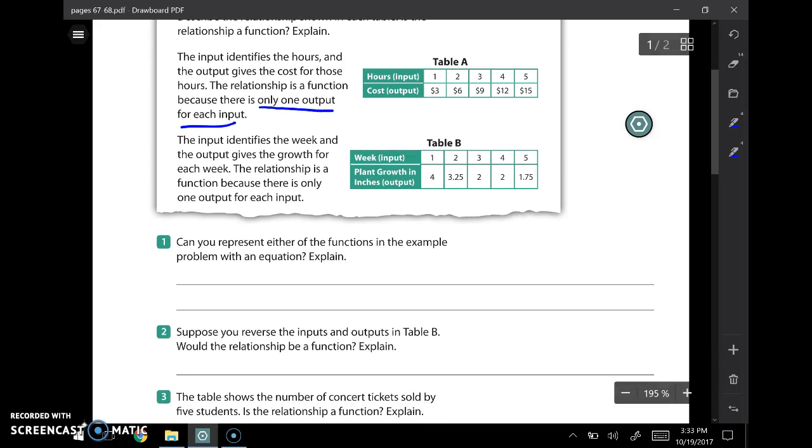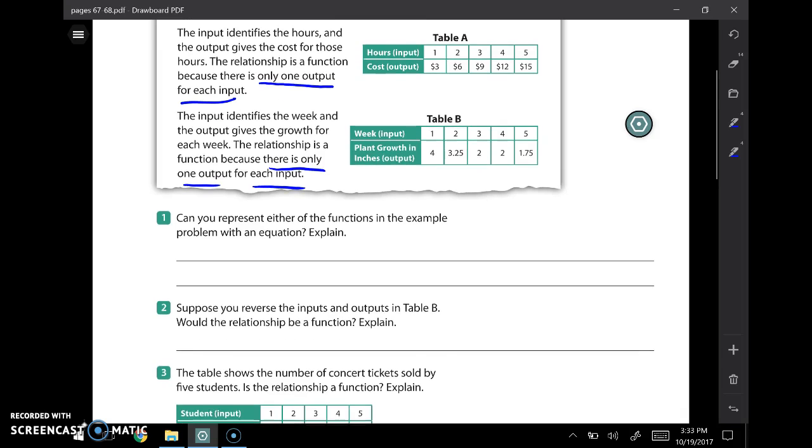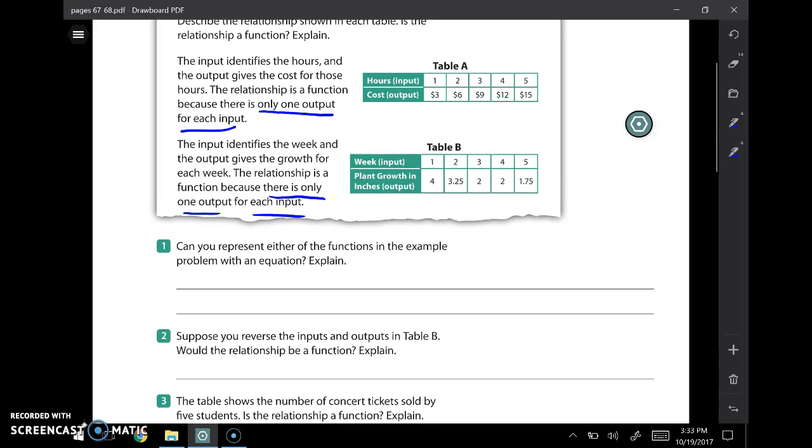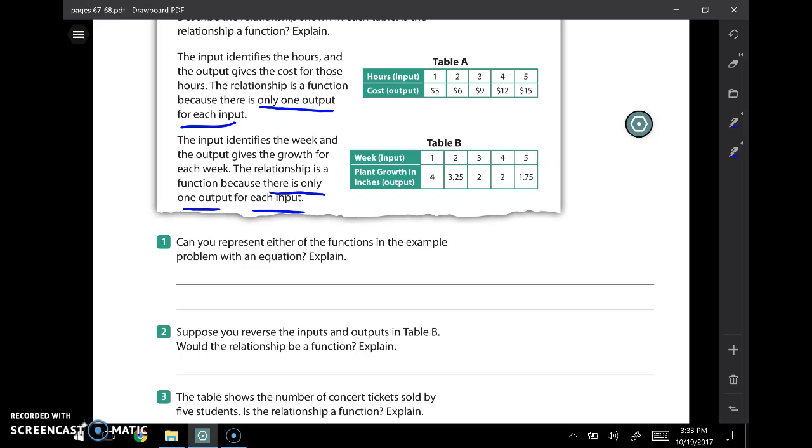The second table, this is also a function because the input identifies the week and the output gives a growth for each week. The relationship is a function because, again, there is only one output for each input. Number one, can you represent either of these functions in the example problem with the equation? So let's go with example A.